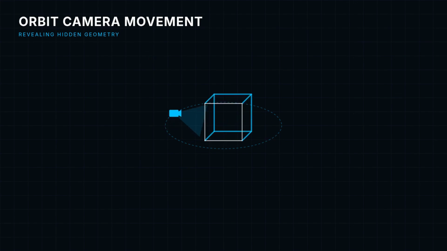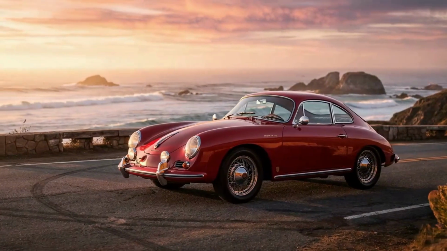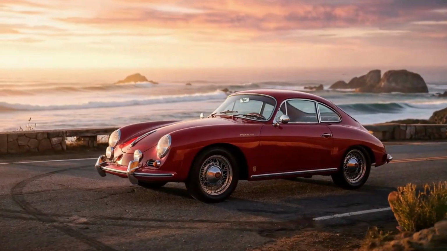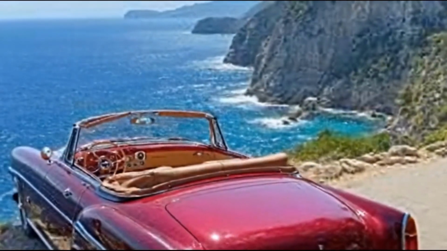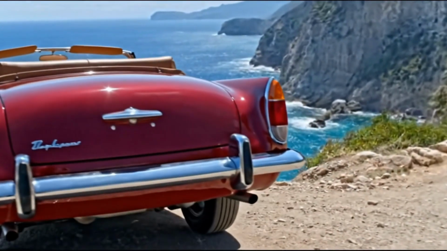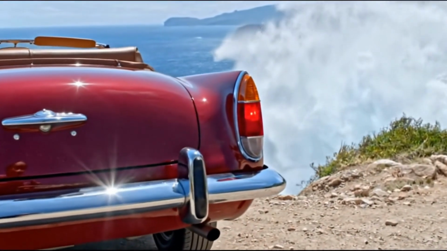The model has to reconstruct parts of the scene it could not see. And most models either warp the object or lose consistency. But here, the orbit movement is smooth. The car stays consistent all the way through the movement, and the waves in the background are also animated.